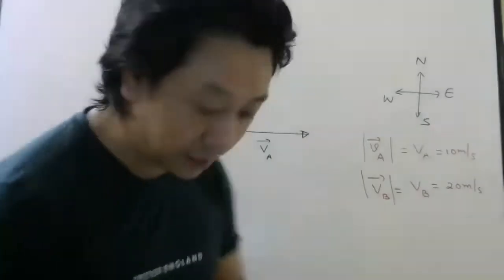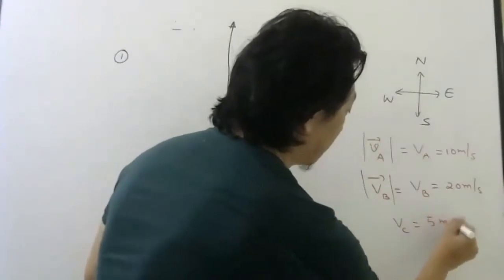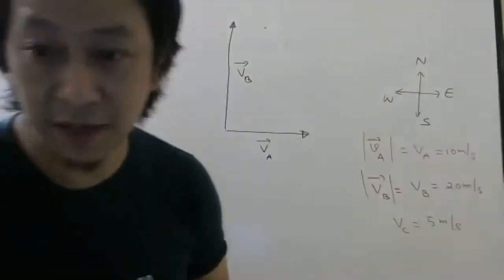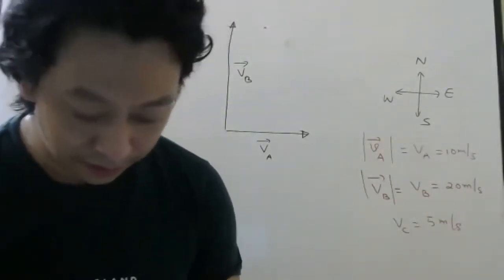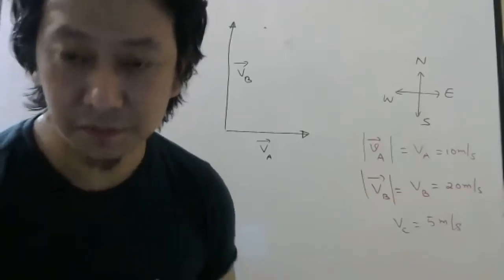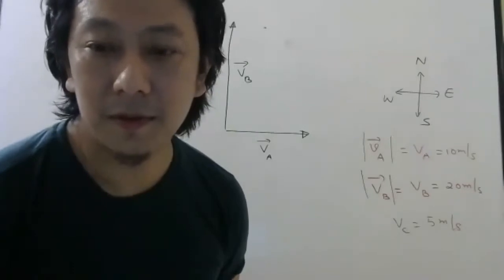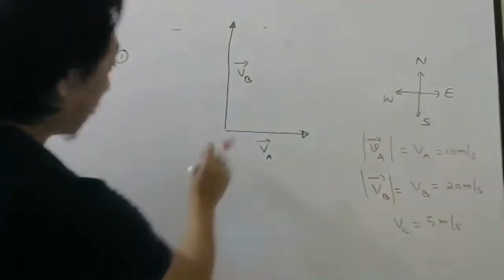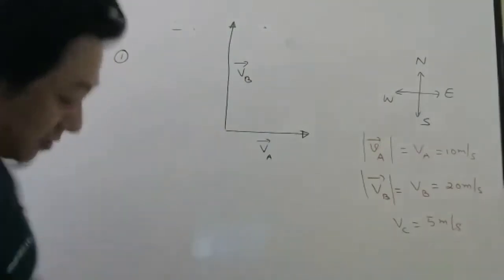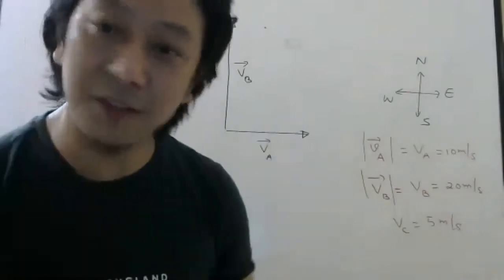The third car has a magnitude of 5 meter per second. Can you tell me the direction of the third car, anyone? The direction is southwest. Southwest means it should be here, so you have to draw the arrow here. Now the question is how much length you have to draw. Can you decide yourself? No.